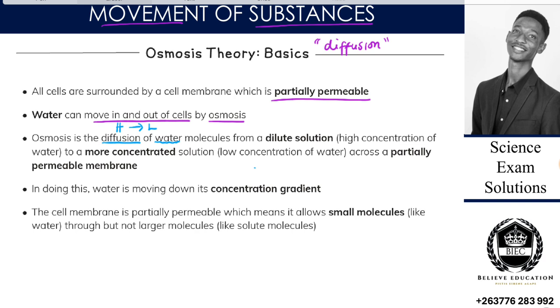Then our diluted drink will have a high concentration of what? Of water. So when you look at osmosis, you are primarily looking at the movement of the water, not of the solution. It's of the water. So water would move from a dilute solution which has a high concentration of water to a more concentrated solution which has low concentration of water across a partially permeable membrane.